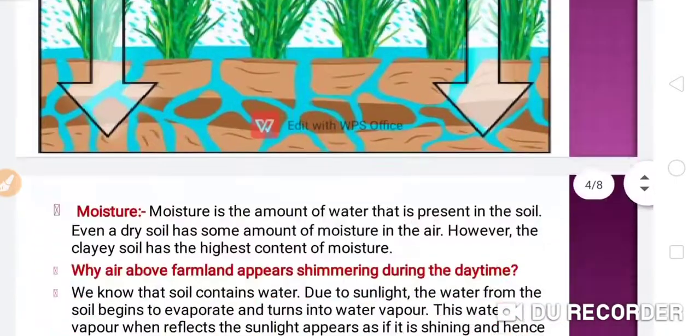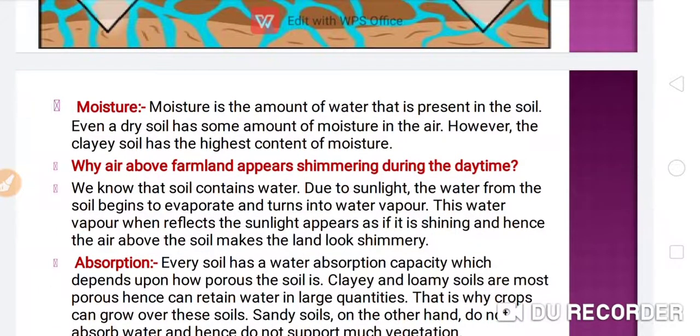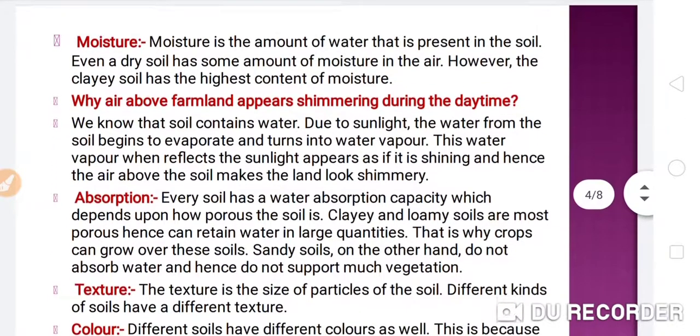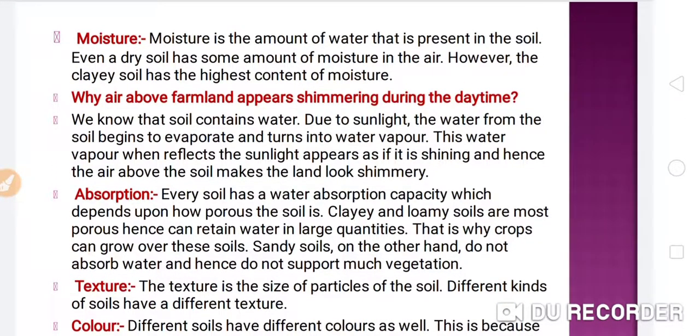Now moisture. What is moisture? Moisture is the amount of water that is present in the soil. Even a dry soil has some amount of moisture in the air. However, the clay soil has the highest content of moisture. So the best soil in this respect is clay soil, which has the most moisture.